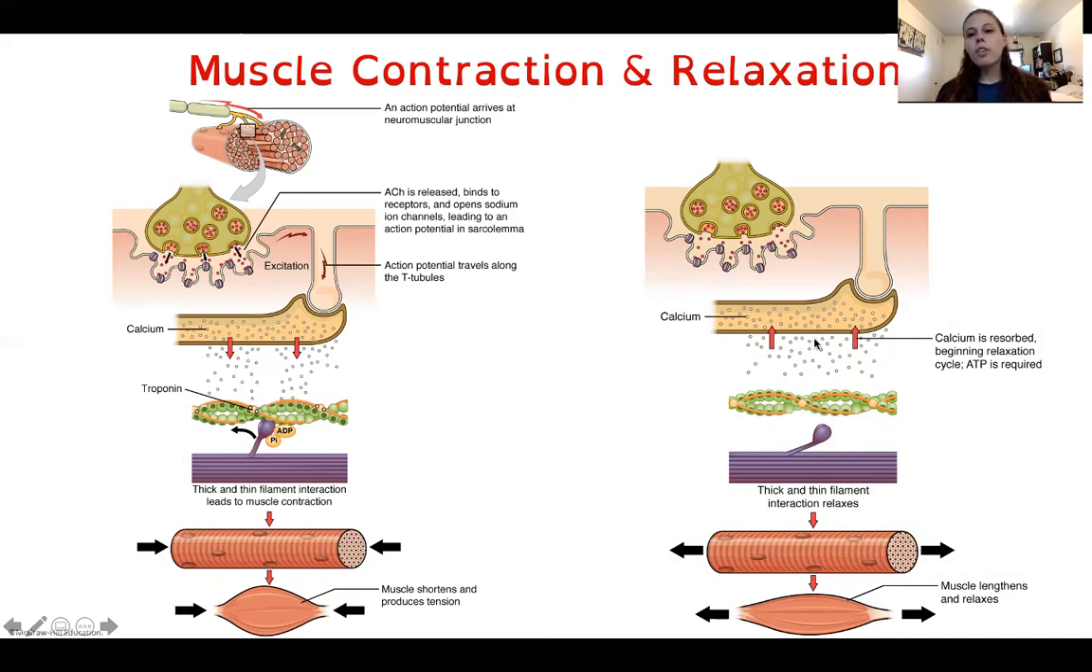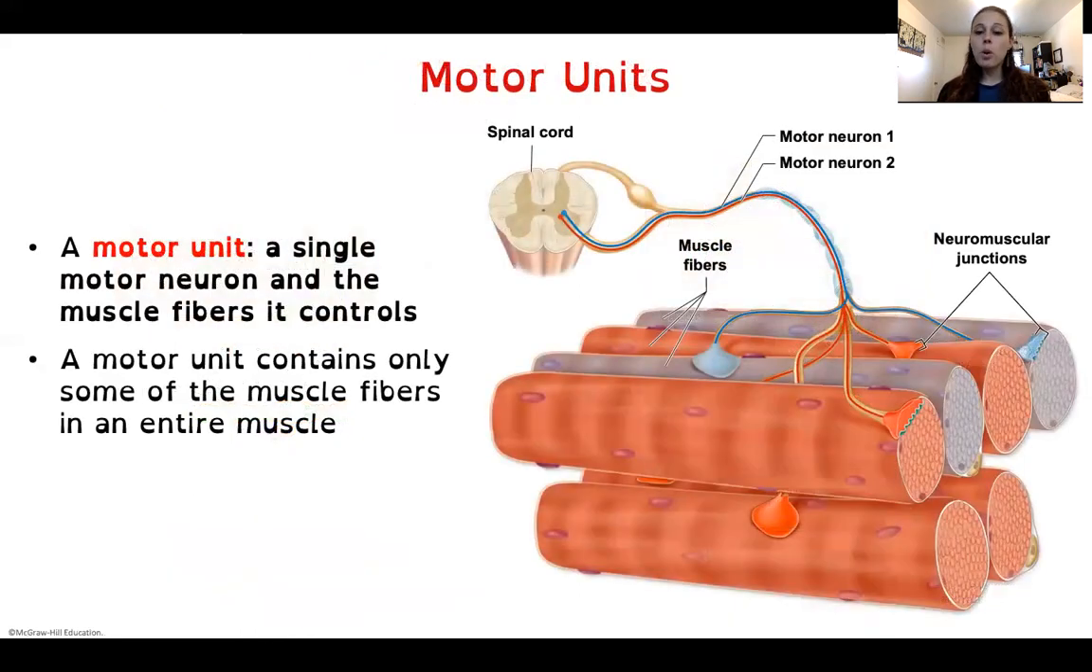Now, in order to have relaxation, which is what you see on the right side, you need to remove the calcium. So there are going to be some pumps here that take the calcium from the sarcoplasm back into the sarcoplasmic reticulum, and that leads to the relaxation of the muscle. And both contraction and relaxation need ATP.